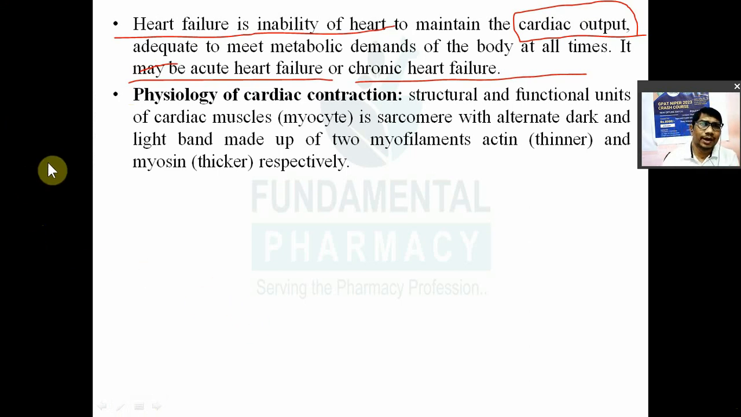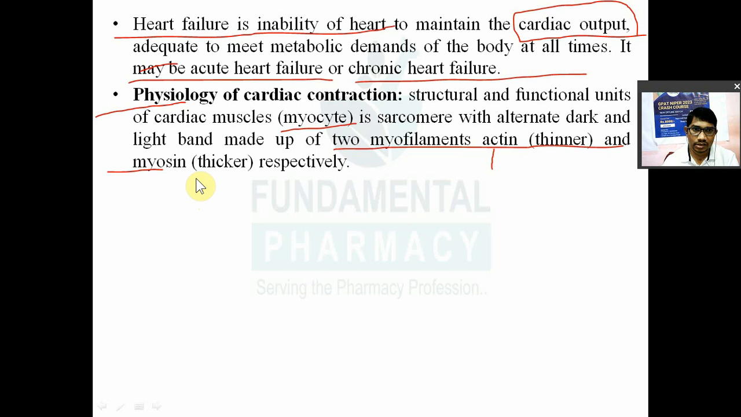Actin is thinner and myosin is thicker. Actin and myosin are the two contractile proteins in the myocardium, in the myocyte. When these two, actin and myosin, come together, there is a contraction of the heart. So the functional unit of your myocardium, the myocyte, is a sarcomere with alternating dark and light bands made from myofilaments. First is actin and second is myosin. Actin is thinner, myosin is thicker.